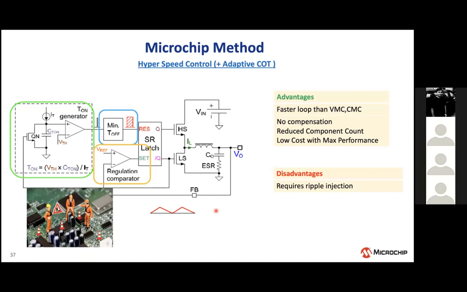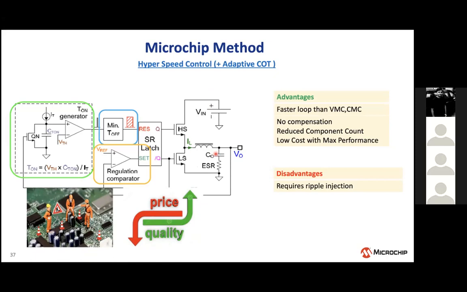So what are the advantages? It saves a lot of engineering time. You don't have to do the frequency analysis. You don't have to do the Bode plot analysis. It's all time-based analysis that you have to do. And there are a lot of development boards and other things available with the Microchip devices as well. The price versus quality: quality is improved a lot because now its response time is improved a lot.